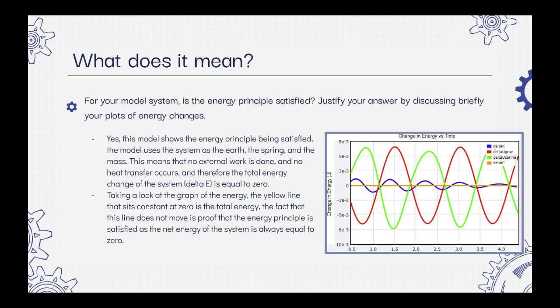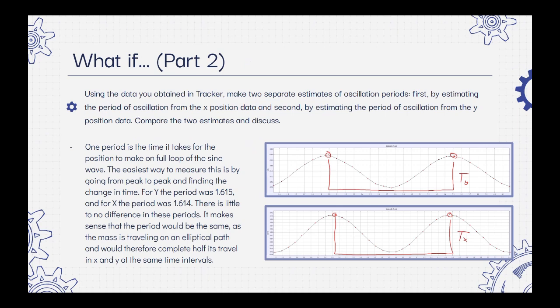As you can see in our energy versus time graph over here on the right, there's literally 0 change in delta E, which is perfect, because that proves our energy principle to be satisfied, as there's no energy change, and we're taking the system to be everything, so there shouldn't be an energy change. What is our period of oscillation shown for X and Y?